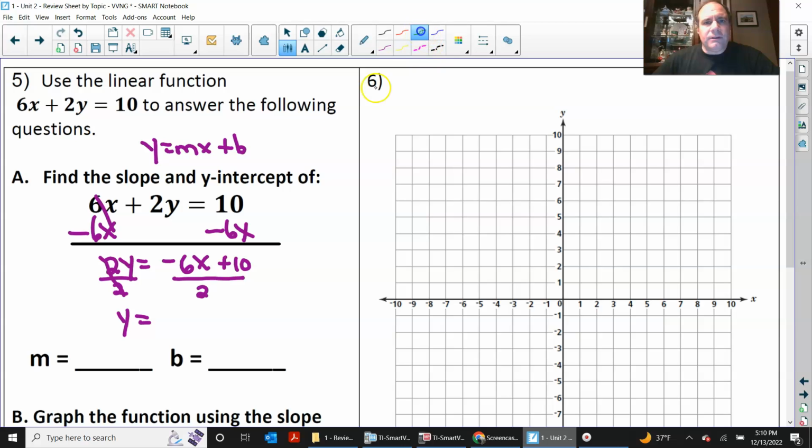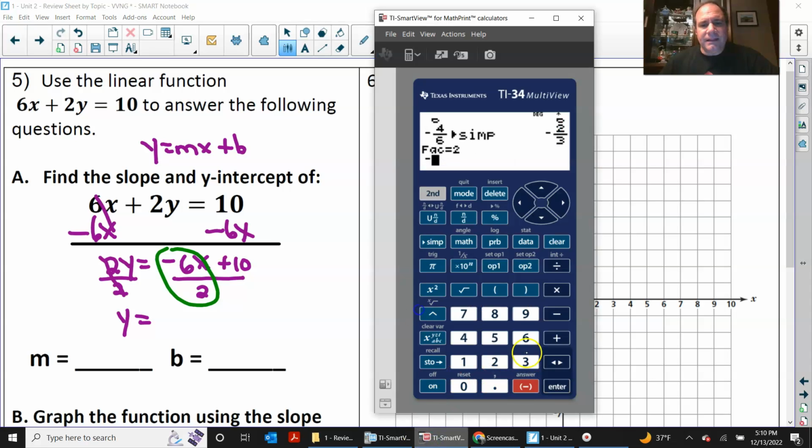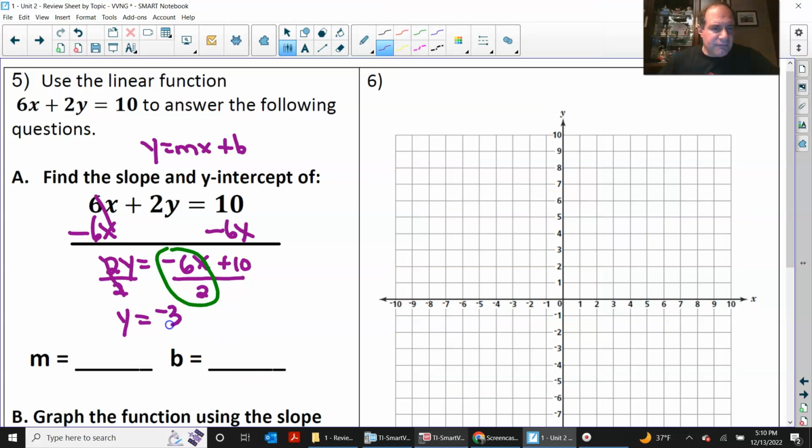negative 6 divided by 2. And listen, you could use your calculator. Negative 6 divided by 2, if you don't know it, is negative 3. So that is negative 3. And then don't forget the x coming down. And then you have 10 divided by 2. 10 divided by 2 is 5. So the y equals mx plus b is there.